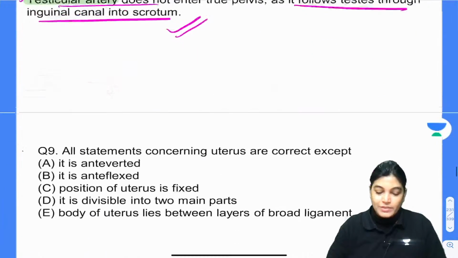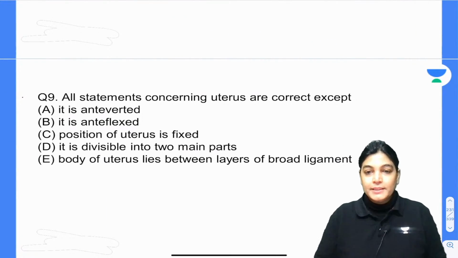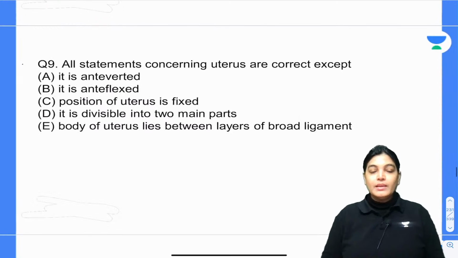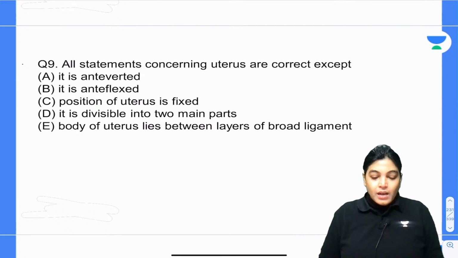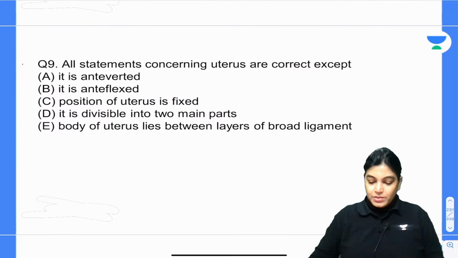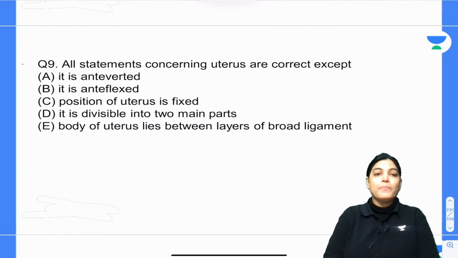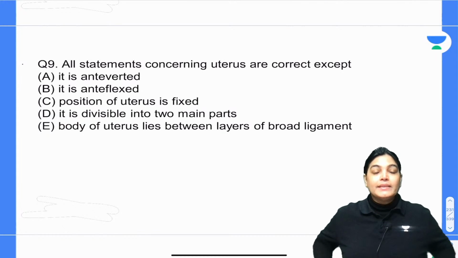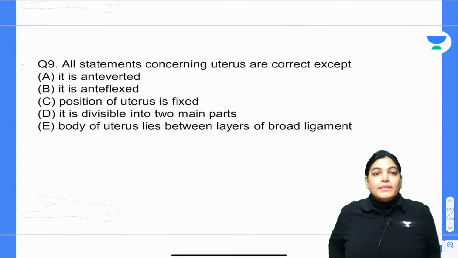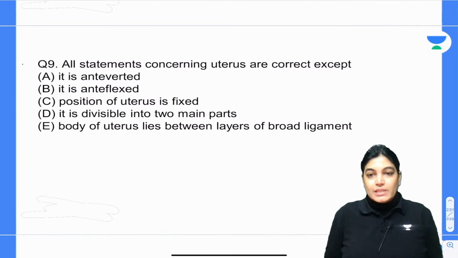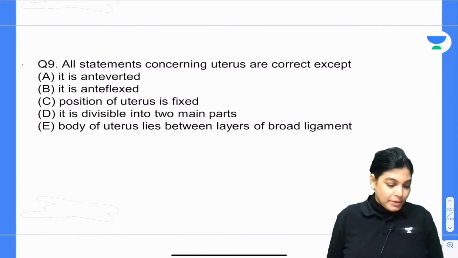Let's move on to the next, question number 9. All statements considering the uterus are correct except: it is anteverted, anteflexed; position of uterus is fixed; it is divided into 2 main parts; and the body of the uterus lies between the layers of the broad ligament.